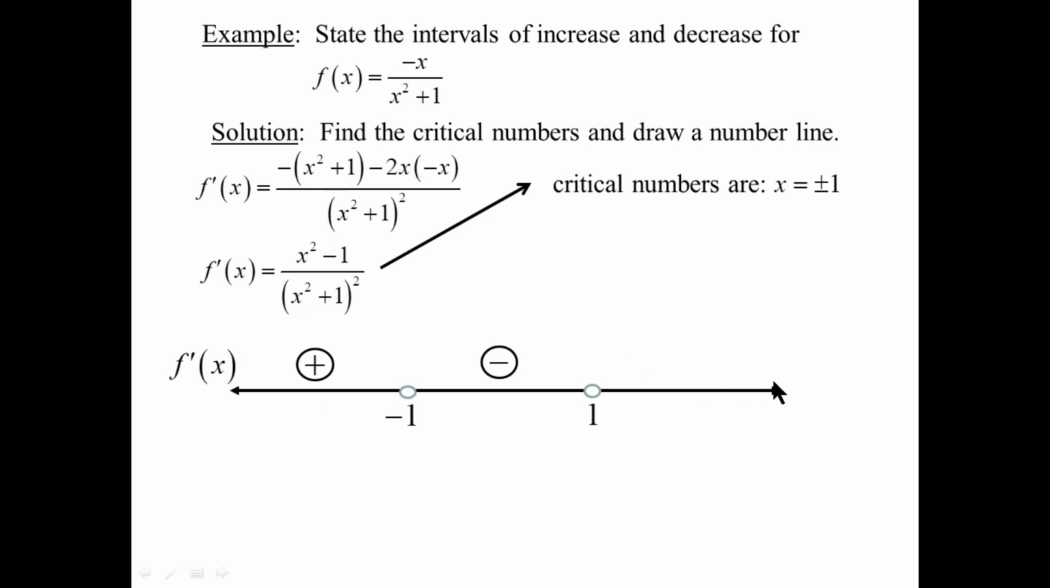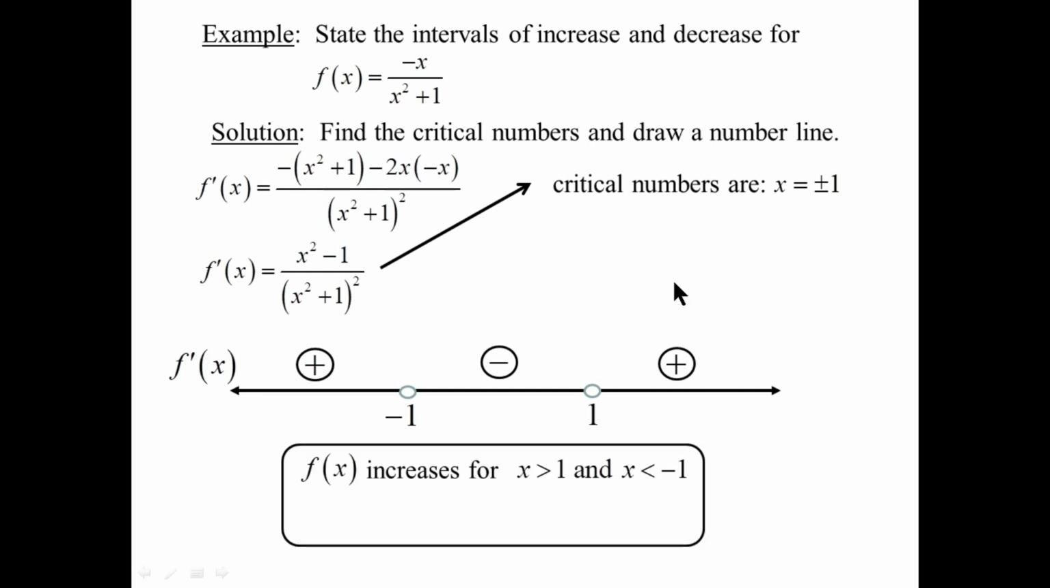And finally, on the end, there's an arrowhead. So something large and positive when squared is something huge and positive over a square, which is also positive. So that section must also be entirely positive. Now that we've drawn our prime line, we can look at it, and wherever we see a plus sign, it's an interval of increase. F of x increases for x greater than 1 or x less than negative 1. And wherever we see a negative sign, we know that the function is decreasing.